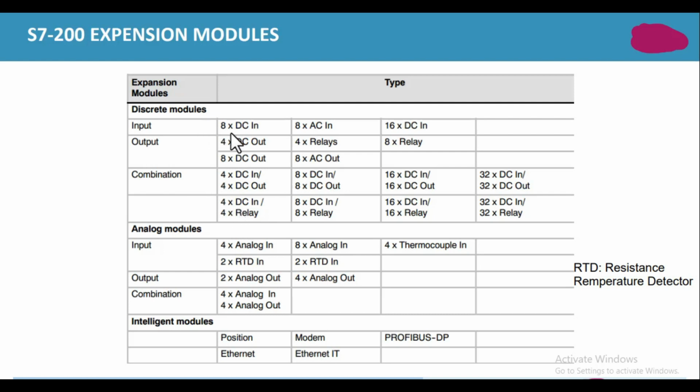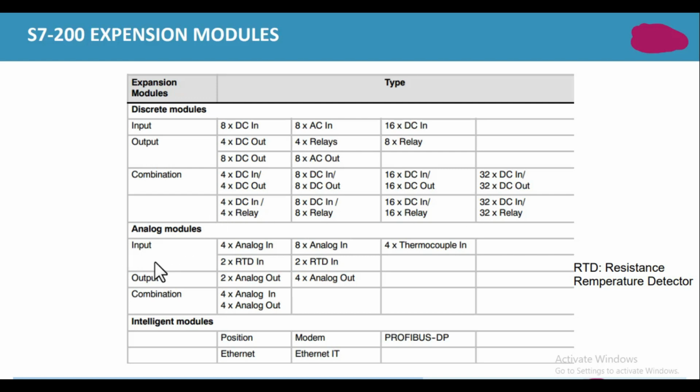It means the discrete modules are available in 3 shapes. Those modules which have only inputs are available in this category. Those modules which have only outputs are available in this shape. And in combination, the modules which have the input and output both are available in these different combinations.